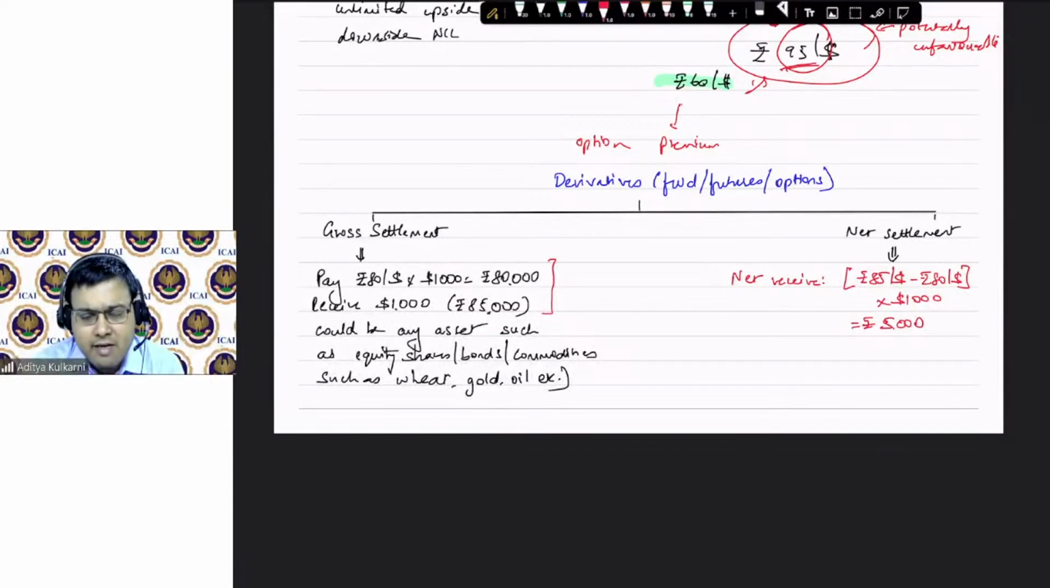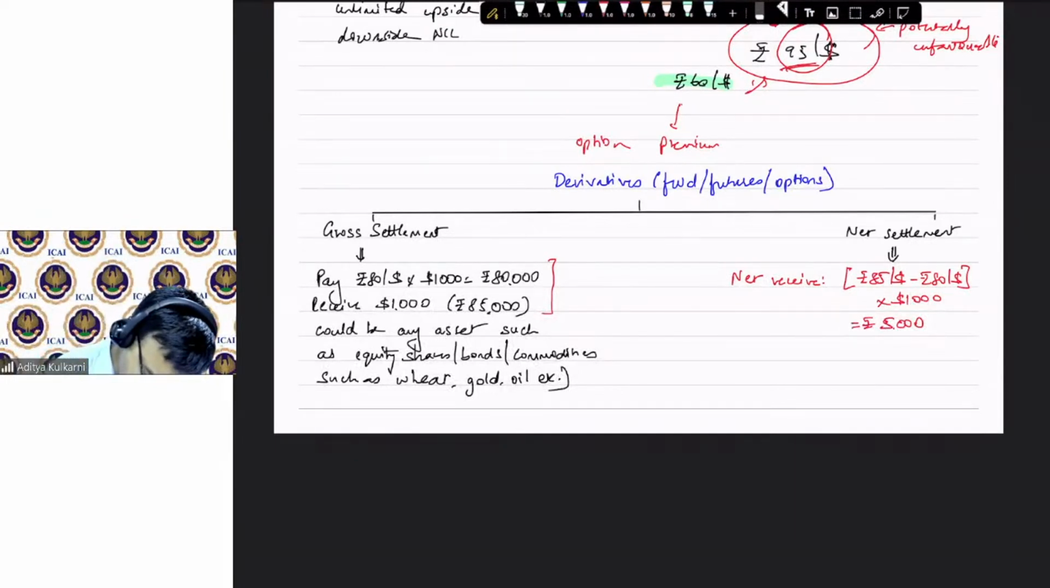Sir, can we have net settlement only in currency forward? Not necessary. Suppose you have entered into a contract to buy Reliance shares at 2,500. Today the market price of Reliance is 3,000 on the settlement date. What you will tell the counterparty? You don't spend 3,000 and give me the share. I will not spend 2,500 and give you the amount. Instead, you just give me the net amount of 500. I will buy the share from the market at 3,000. So this is what is known as net settlement.